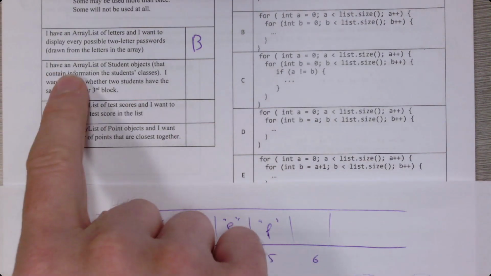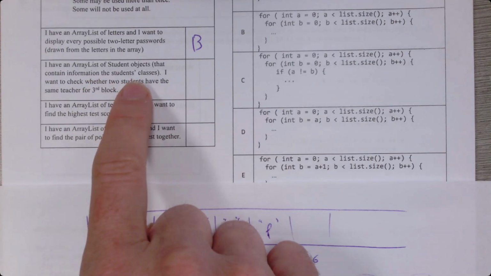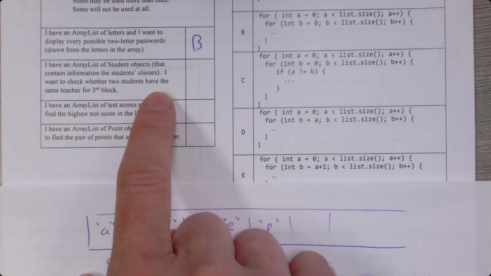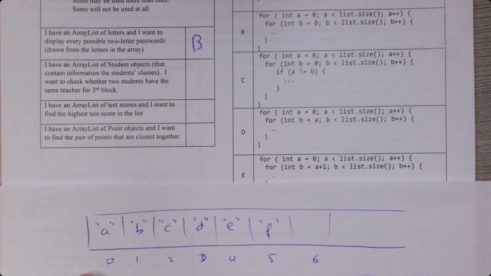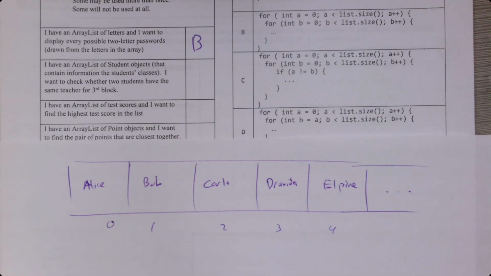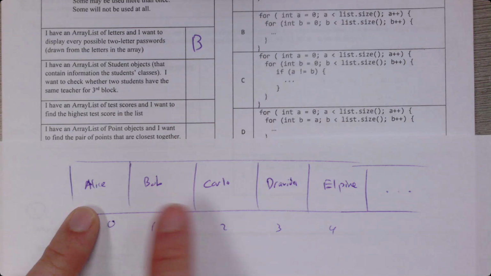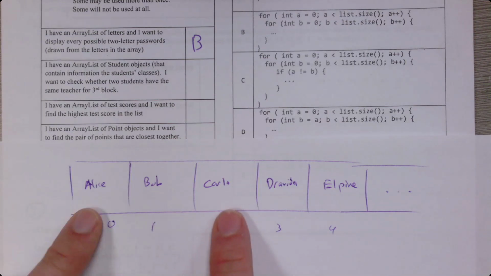Let's say I have an array list of student objects that have information from their classes. I want to check whether two students have the same teacher for third block. So let's think about which students we would want to check with which other students. If I wanted to check this as a human being, I would want to say, Alice, do you have the same third block teacher as Bob? Oh, Alice, do you have the same third block teacher as Carlo? What about Alice and Dravida?